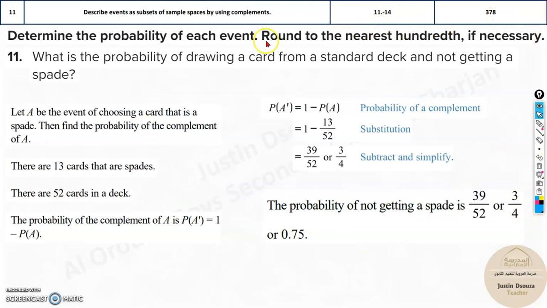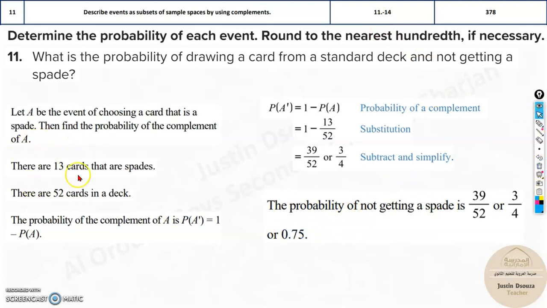They have told us nearest 100. 100 means 2 decimal points. How do you understand how many decimal points to round off to? Look over here, nearest 100. How many zeros are there in 100? Two zeros, so 2 decimal points. If they ask for 1000, then it would be 3 decimal points, so you can write another 0 after 0.75. So it depends on the number of zeros. If they ask for nearest 10, then we would make it 0.8, only 1 decimal point.